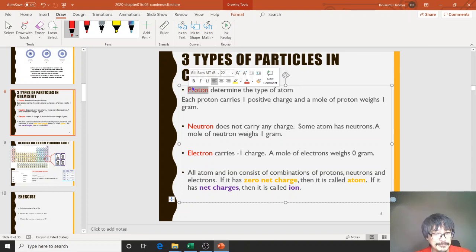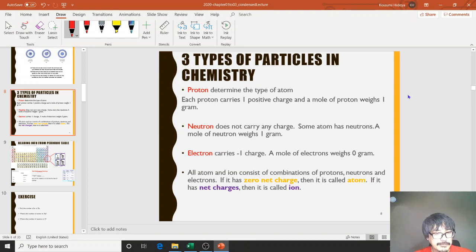And for that reason, the electron is just a super small mass, so we don't really care too much about the electron's mass. All atoms and ions are made of proton, neutron, and electrons. If the whole thing is neutral, then they are called atoms. If the whole thing has a positive charge or negative charge, it's called ions.